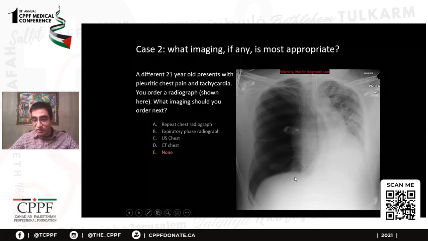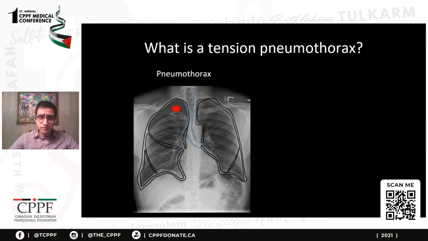From these findings, we can immediately tell that there's a buildup of pressure on the right side of the lung. There's also poor aeration on the left lung due to poor expansion. So when you see these findings, the answer should not be more imaging. What this is really is a tension pneumothorax.